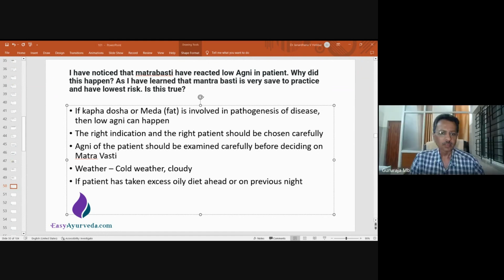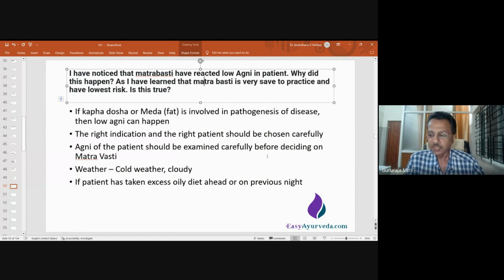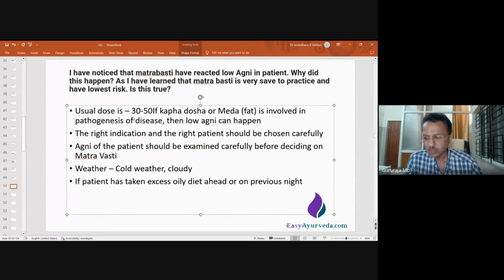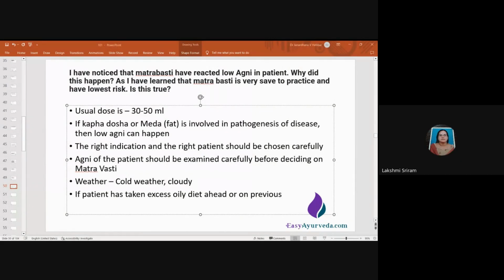Guru sir, please. With respect to this question, I noticed that the patient was having low agni, and that person was given Matra Basti. So there is a clarification needed. Second thing, Matra Basti is usually given at a dose of 30 to 50 ml at maximum. I have given it to various types of Prakriti persons. Not a single case have I come across where the patient developed pain, or said that his agni has gone down, or felt somewhat unwell. No, nothing.